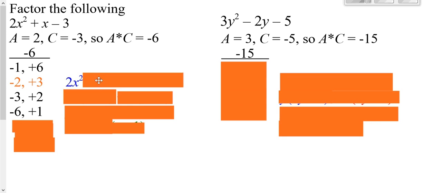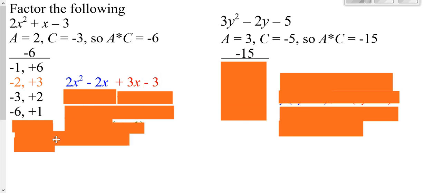So I'm going to rewrite this. My 2x squared, instead of writing x, I'm going to write a negative 2x and a 3x. Now negative 2x and 3x is the same thing as a positive x, so we're not changing the problem. And then we still have to have our minus 3 at the end.